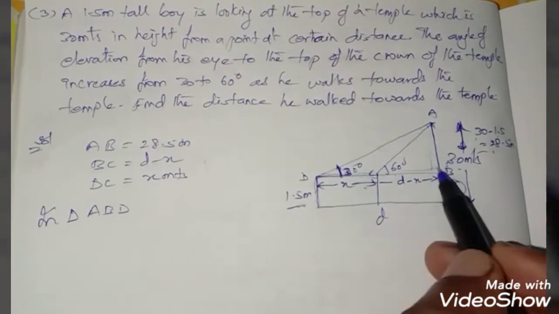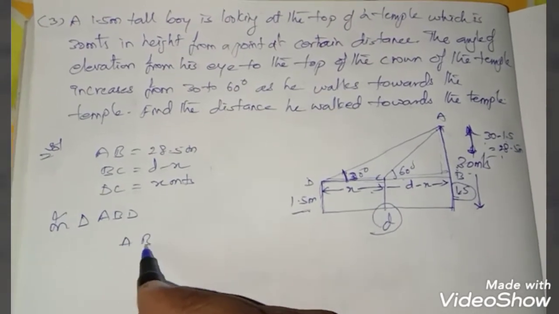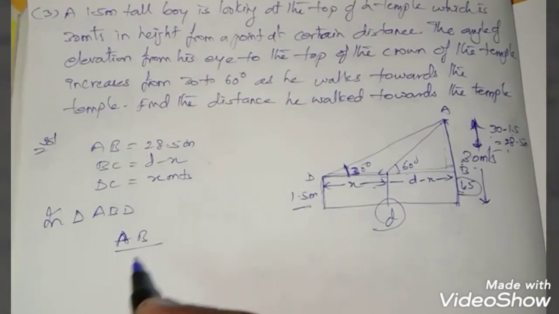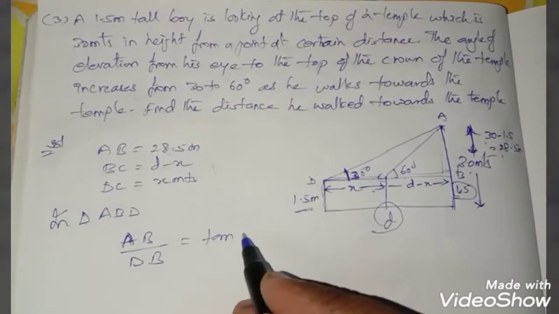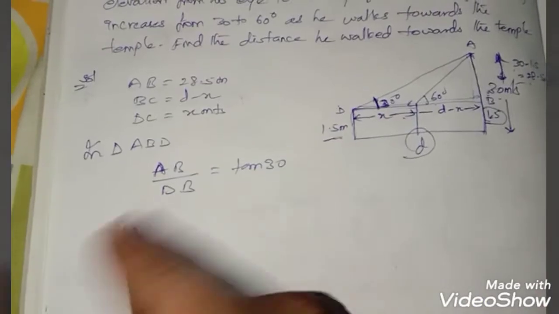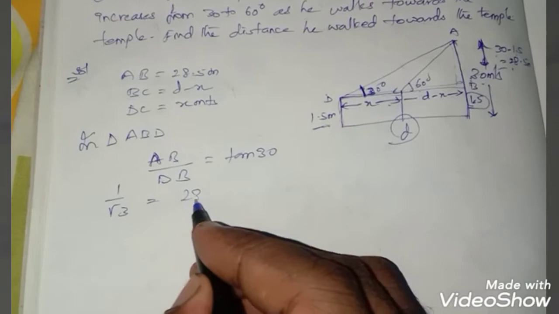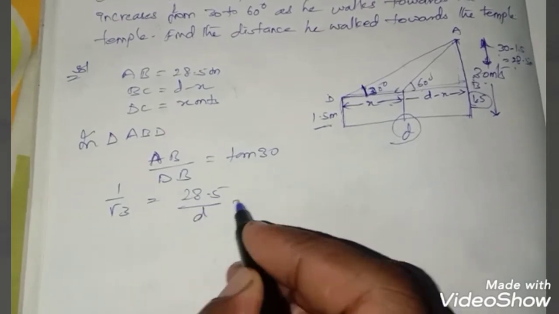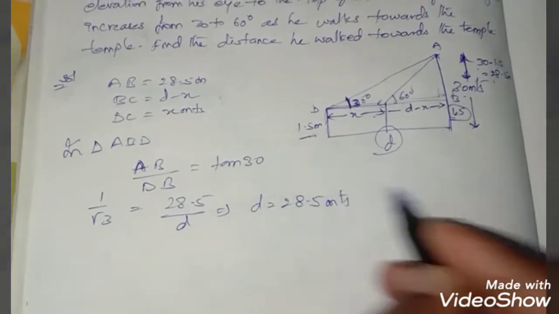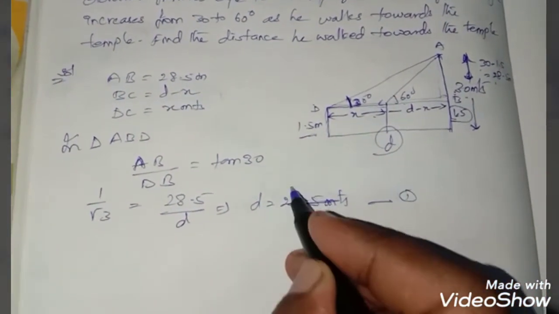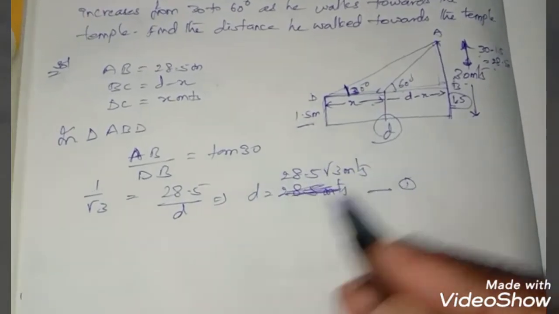So adjacent means this complete length, the value is D. So I can say this one as AB divided by DB is equal to tan 30 degrees, where tan 30 is nothing but 1 by root 3, which is equal to AB length 28.5 divided by D. So I can say D is equal to 28.5 root 3 meters, denote as first equation.